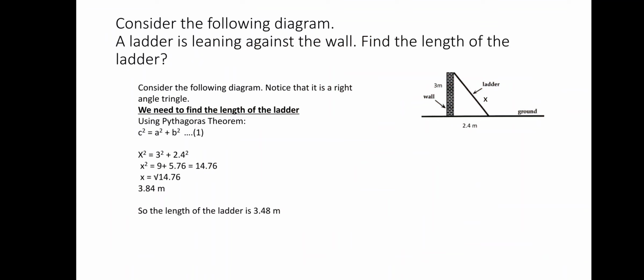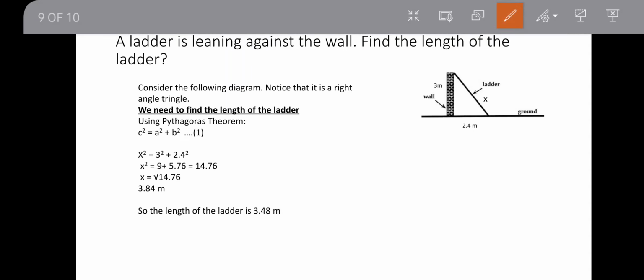Now here is a very common practical application of Pythagoras theorem. Consider the following diagram. A ladder is leaning against the wall. Find the length of the ladder. Now look at this drawing. What is happening here? Here is a wall, and the length of the wall is 3 meters. There is a ladder which is inclined against the wall, and the distance between the wall and the foot of the ladder is 2.4 meters. We need to find the length of the ladder, which is shown as x.